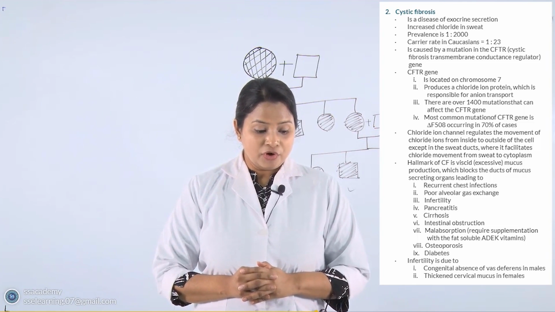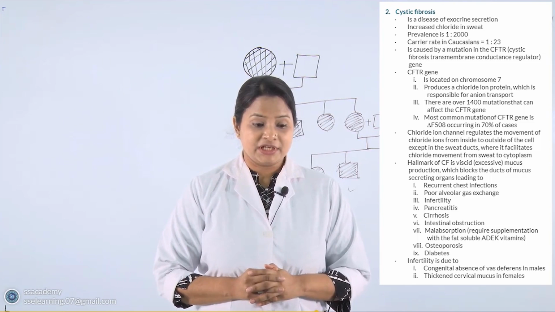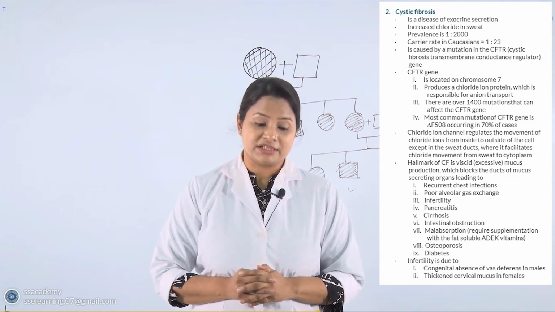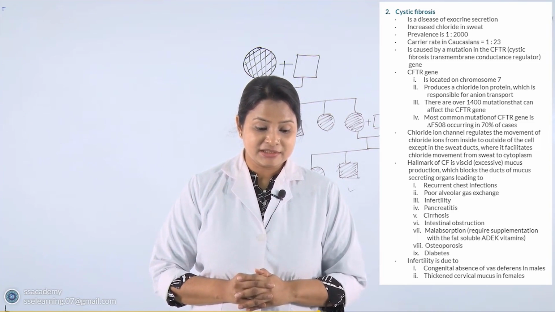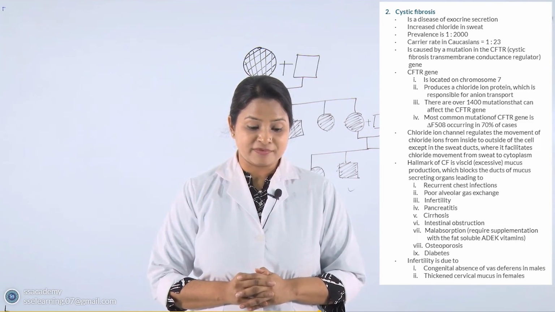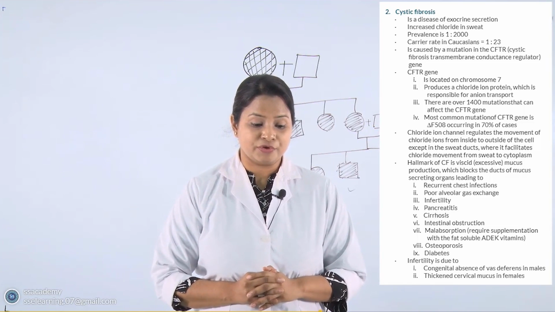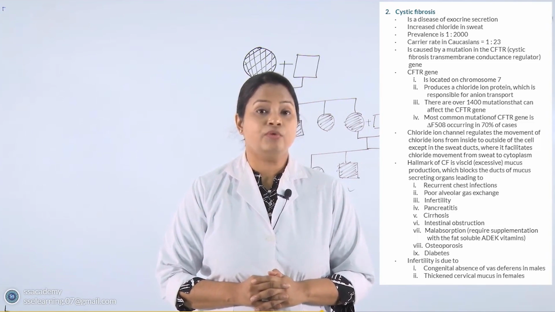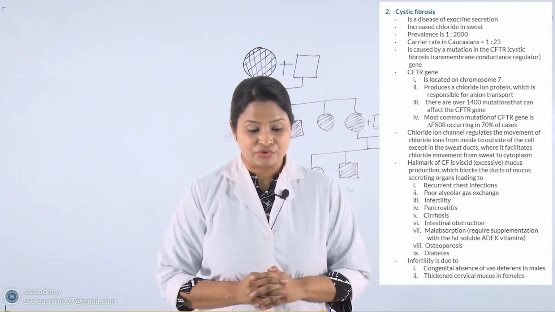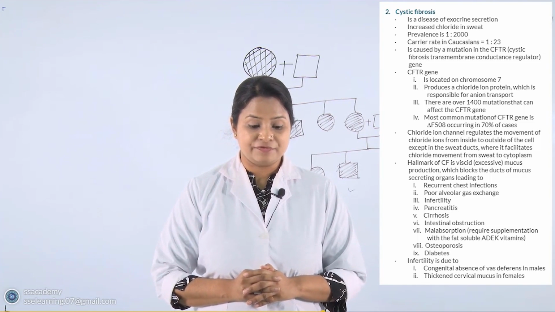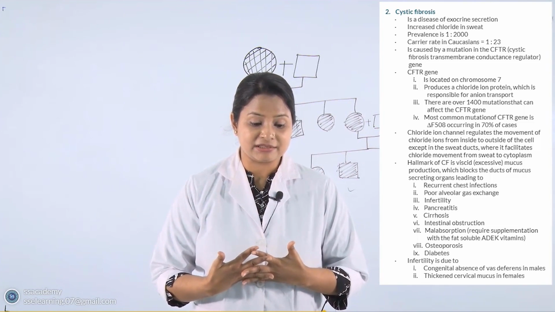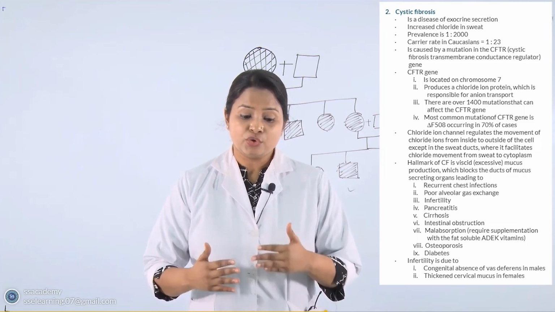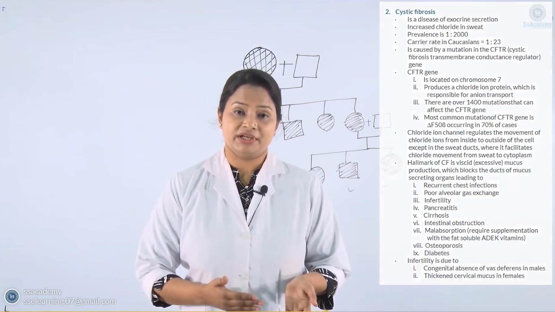The most important feature of the CFTR gene or cystic fibrosis is infertility. Mark the words infertility, pancreatitis, cirrhosis, intestinal obstruction, malabsorption, osteoporosis and diabetes. The infertility is due to what? The infertility is due to congenital absence of the vas deferens in males and thickened cervical mucus in females. Very, very important. Mark it 5-star.